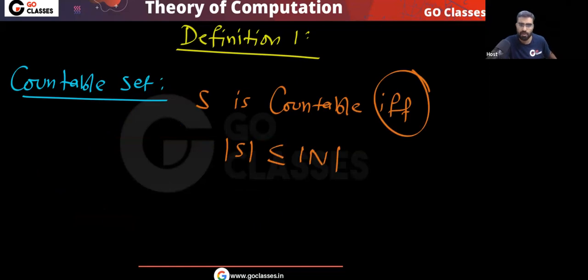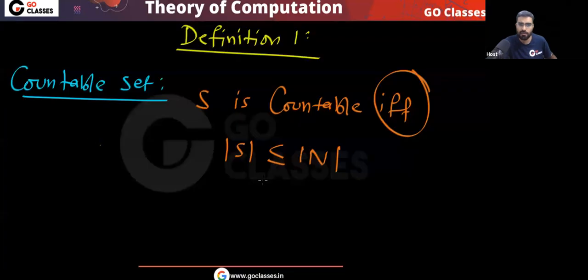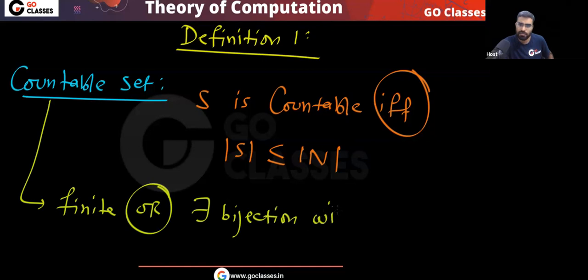You already know, you can see either it is finite or there exists a bijection with the set of natural numbers. Yes or no? So this is the definition of a countable set. Either it is finite, or there exists a bijection with the natural numbers. Now let's move on, we have already seen this definition.